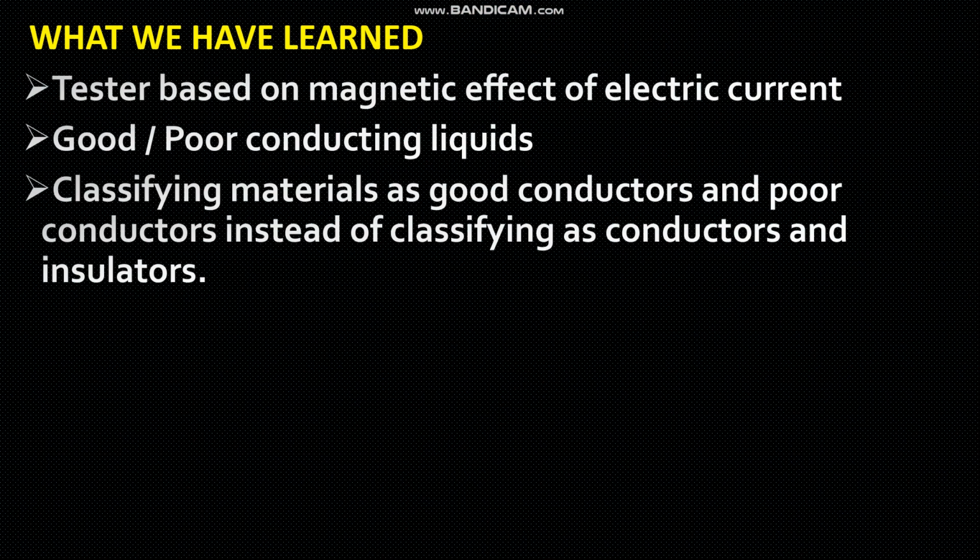What have we learned in the previous class? We have learned how to make a tester based on the magnetic effect of electric current and how to test the conductivity of liquids, whether they are good or poor conducting liquids. Then we learned that it is better to classify materials as good conductors and poor conductors instead of classifying them as conductors and insulators.